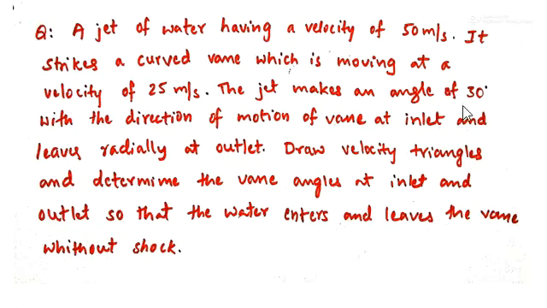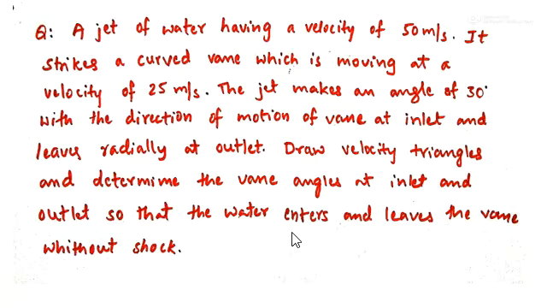The jet makes an angle of 30 degrees with the direction of motion of the vane, so it is an inlet jet angle. That notation generally we will take as alpha. So that we will see in the given data: 30 degrees with the direction of motion of the vane at inlet, and leaves radially at outlet. So that will become beta, and radially means beta will be 90 degrees. Draw the velocity triangles and determine the vane angles at inlet and outlet.